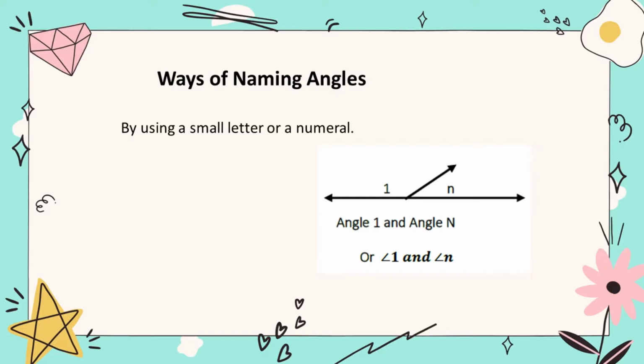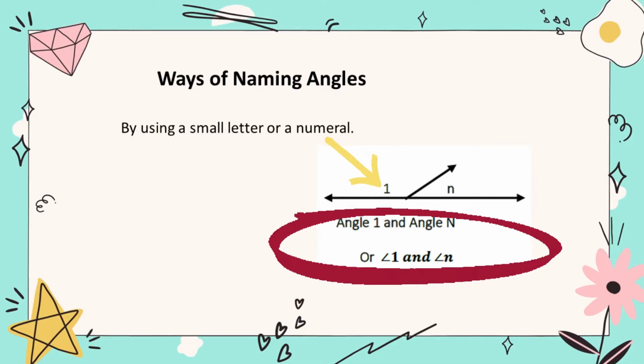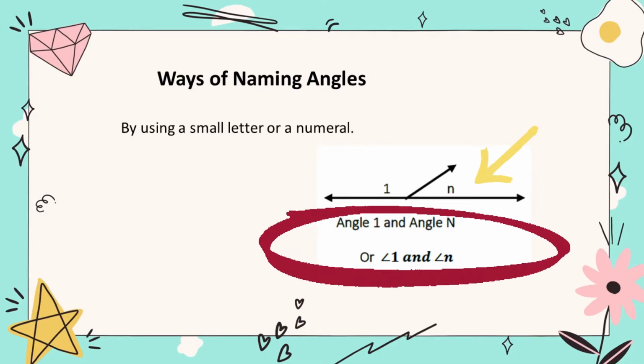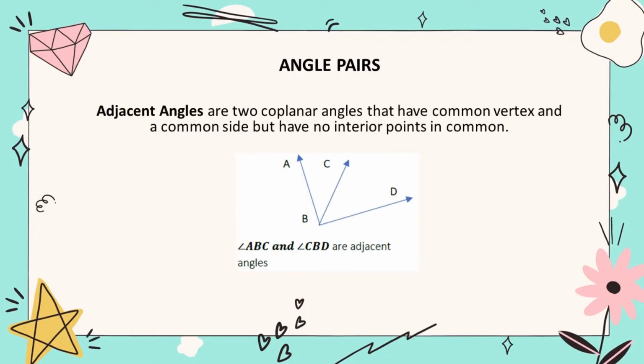So, minsan naman madami tayong angles, we can assign a letter or a number to name an angle. So, for instance, dito sa example natin, we have angle 1 and angle N. Our next topic will be angle pairs. The first example of angle pairs is adjacent angles.